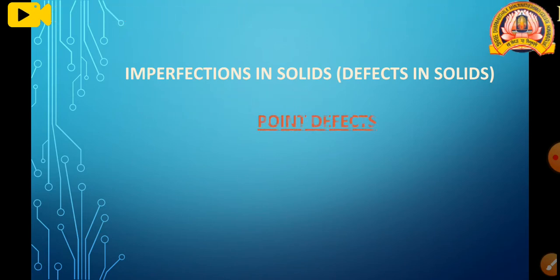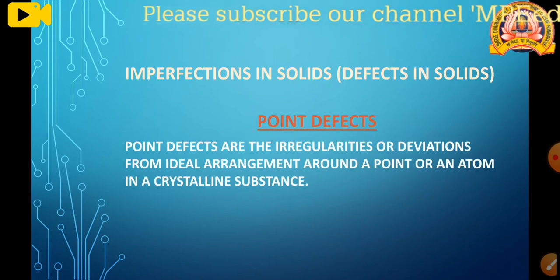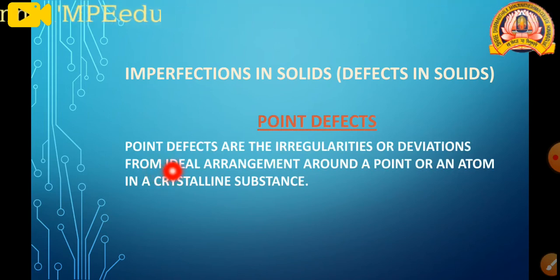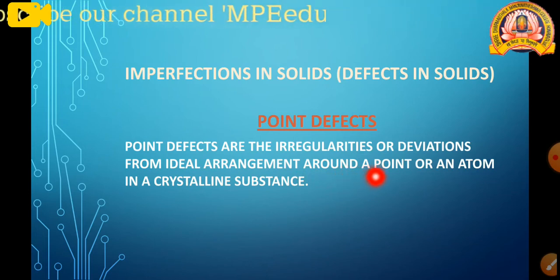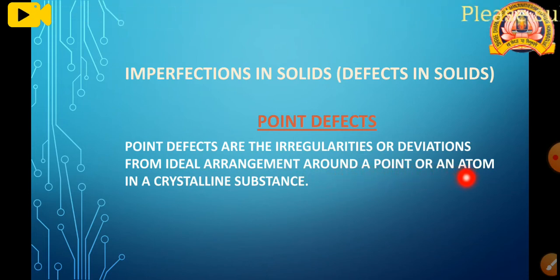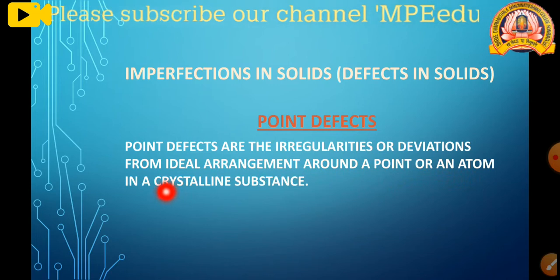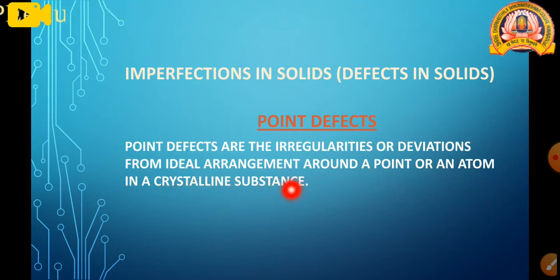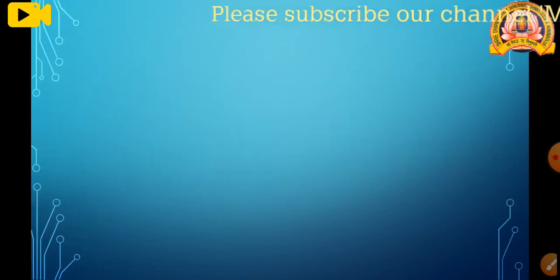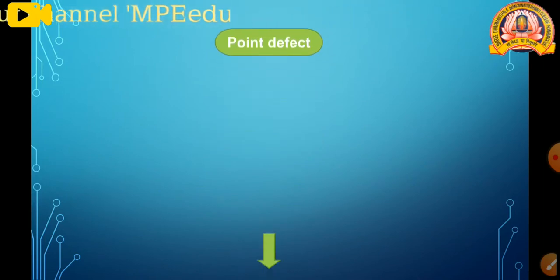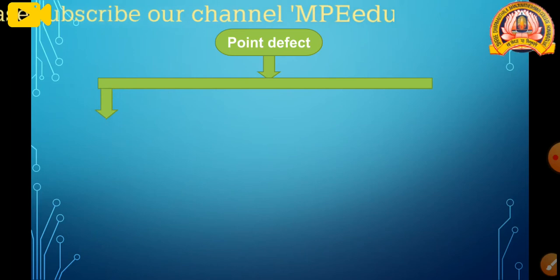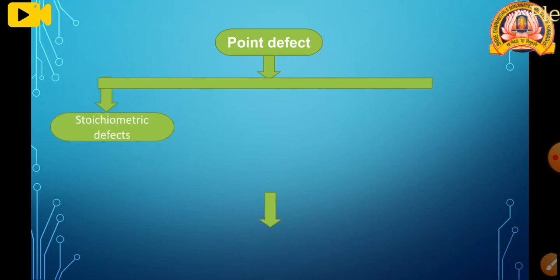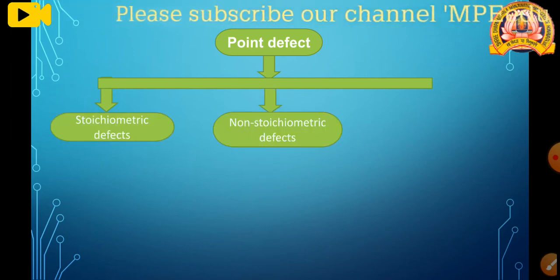The point defect is a defect, irregularity, or deviation from the ideal arrangement around a point or an atom in the crystalline substances. It's simply that around any one point or one particle there is a missing particle or the presence of an extra particle and all that. So deviation is observed. It is a point defect.